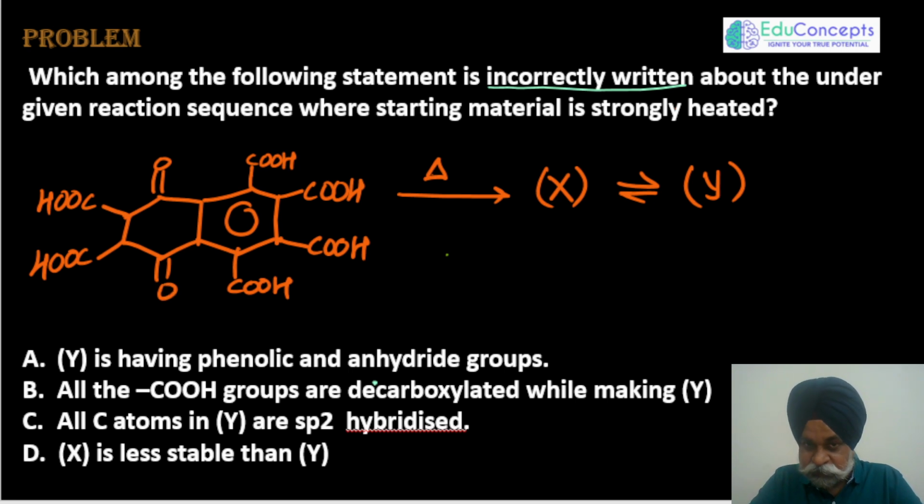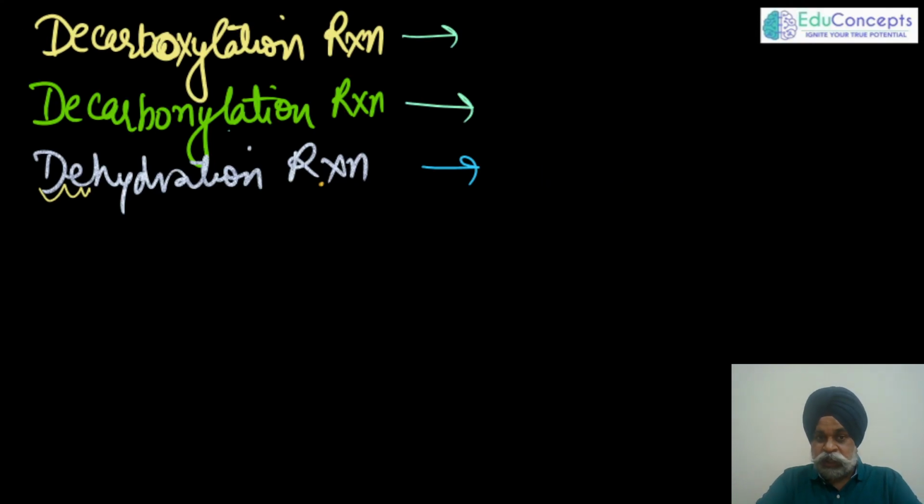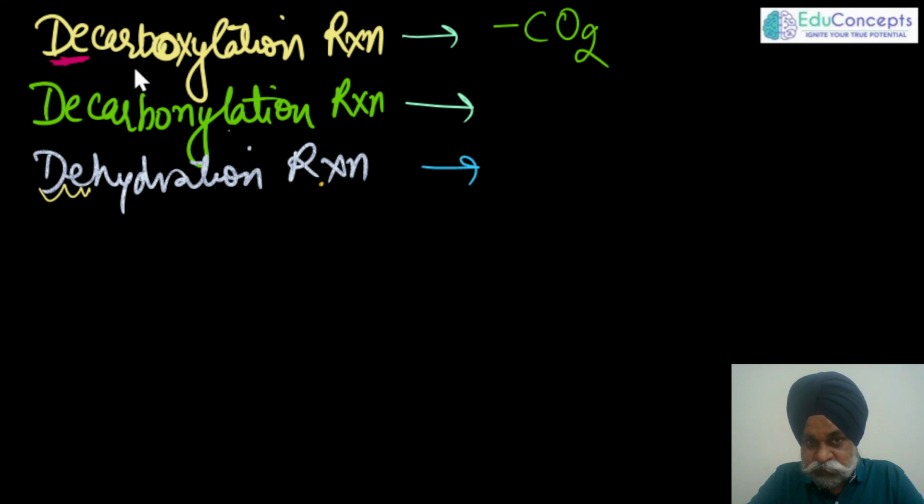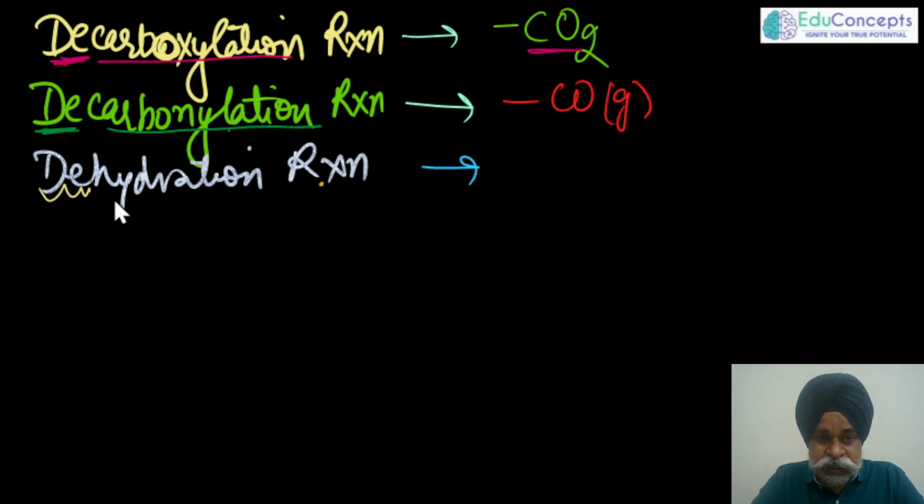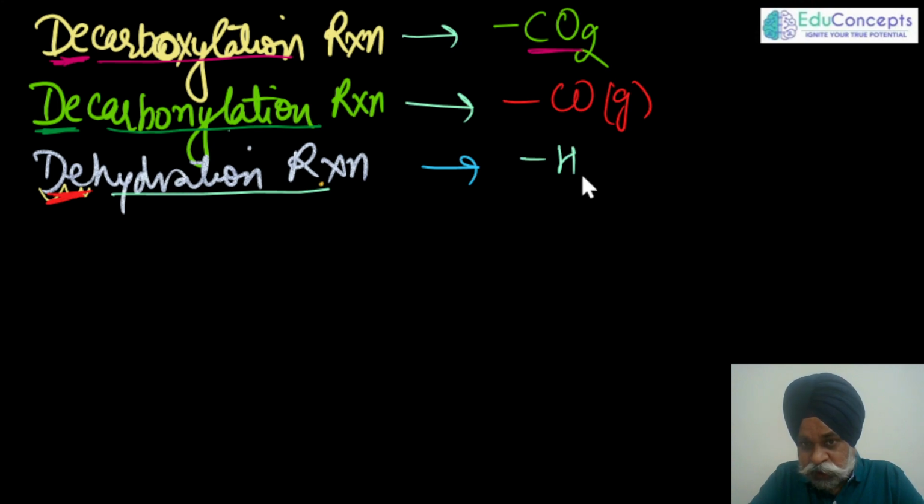To do that, let me do it in detail. First, let me explain for those who are new to this topic. Decarboxylation is a process in which a starting material loses a molecule of carbon dioxide. De means removal, so decarboxylation means removal of carbon dioxide. Similarly, decarbonylation means removal of carbon monoxide gas, and dehydration means removal of a water molecule.